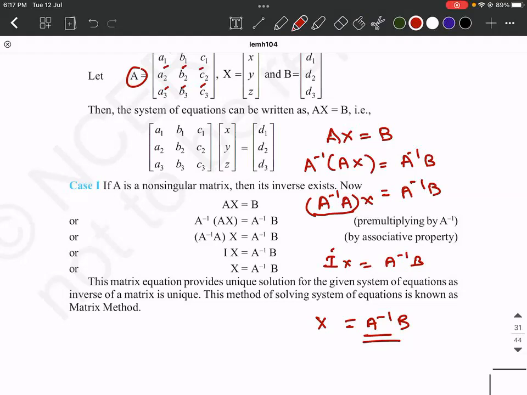So now you are able to understand why we say determinants and matrices are important. In A inverse, what is the numerator of A inverse? Adjoint. Adjoint is a matrix. The denominator is the determinant. Another application of determinants in matrices is considered under this. Okay. So X is equal to A inverse B.